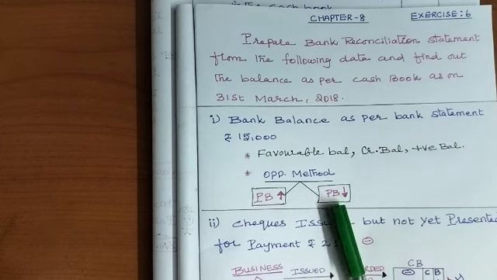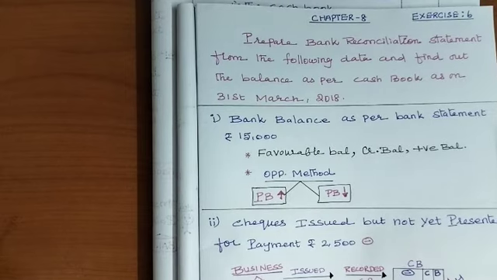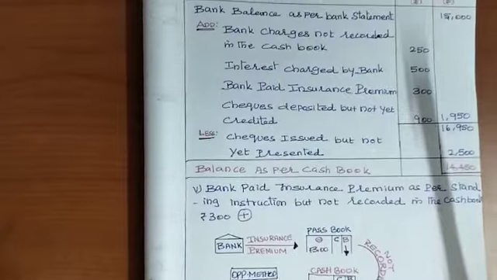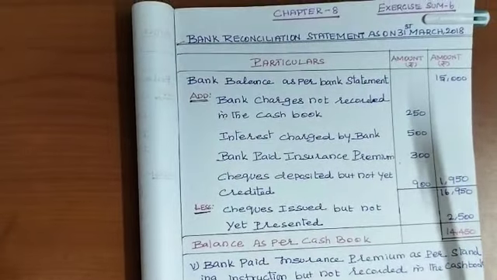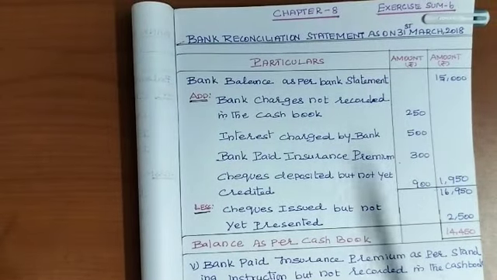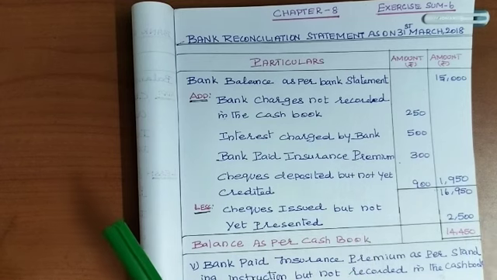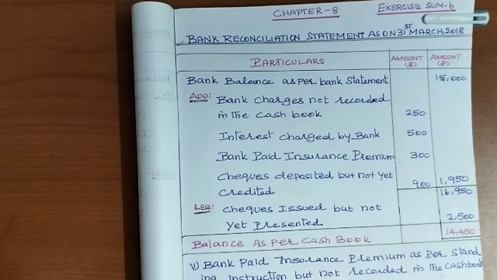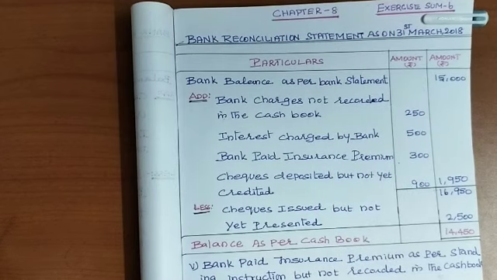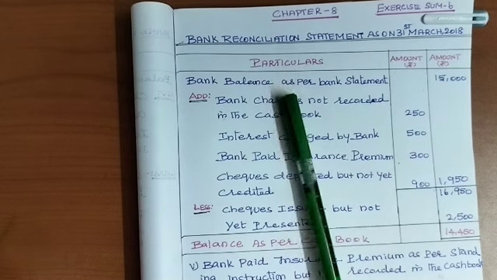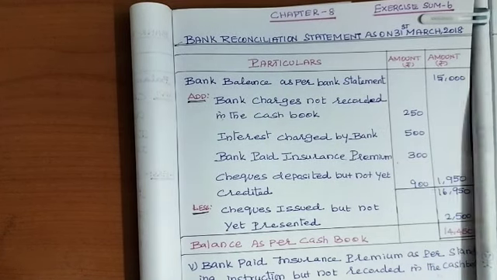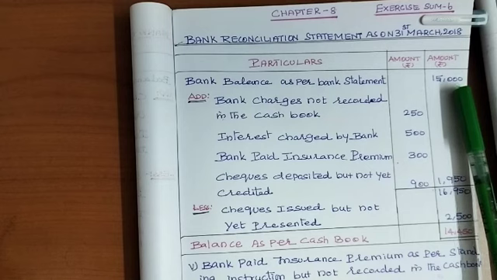Before we enter the given transactions into the bank reconciliation statement, we need to prepare the format of the bank reconciliation statement. The format is: bank reconciliation statement as on 31st March 2018, as given in the question. And you know, three columns are there: the particulars column, the inner amount column and the outer amount column.